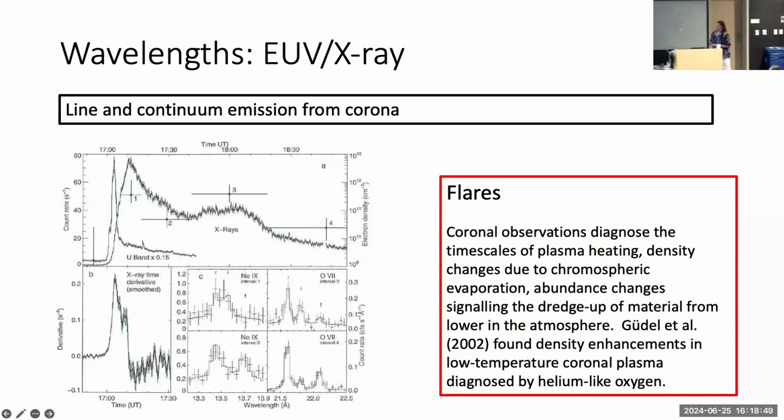With the advent of Chandra and XMM, and I realize I'm just dating myself by saying that since they've been around for 25 years at this point, you can look at density changes due to chromospheric evaporation, and abundance changes. Looking at time-resolved spectroscopy, you can see the signal of dredging up of material from lower in the atmosphere during the flare. And in this particular example, Manuel Güdel found density enhancements in low temperature coronal plasma that were diagnosed by helium-like oxygen, which you can see here, and neon IX as well.